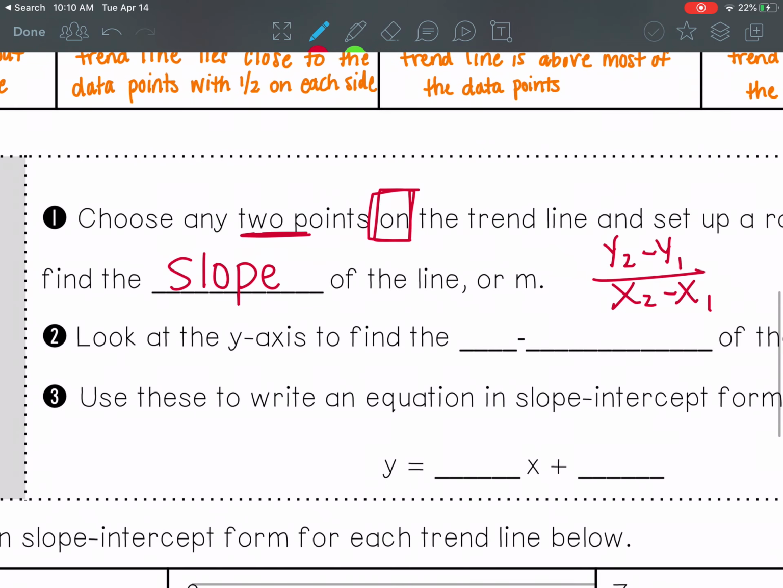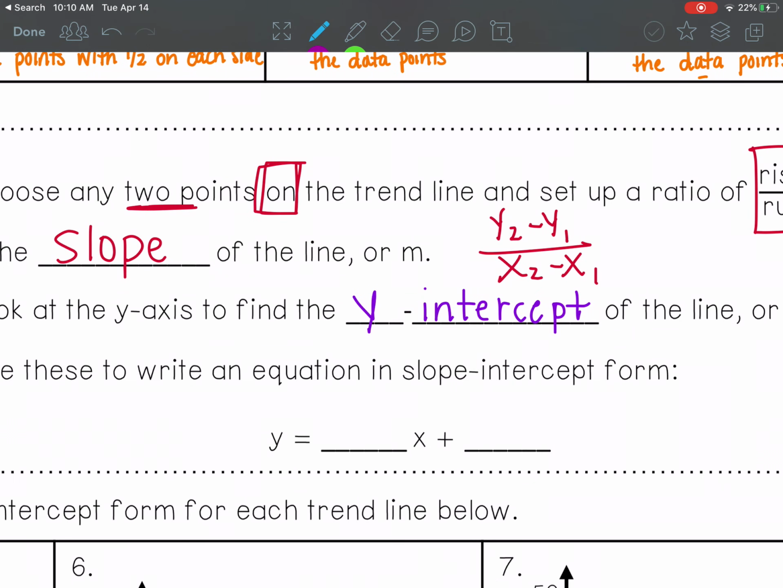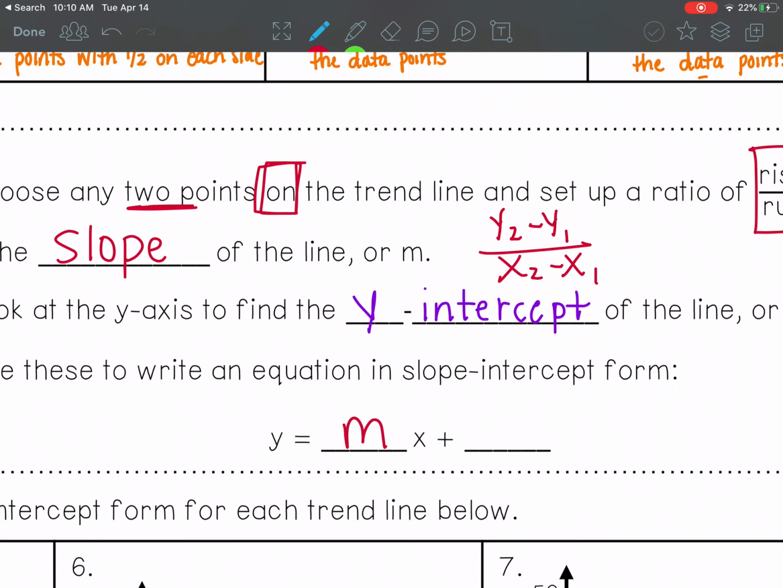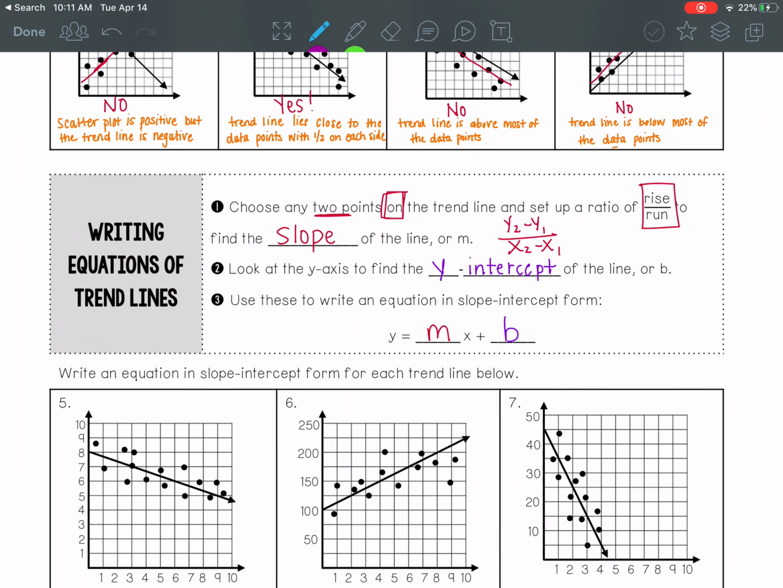Okay. Then what you're going to do is find the y-intercept. So where does the line cross the y-axis? And you're going to take those 2 variables and substitute them into our slope-intercept form equation. So y equals mx plus b. So there's 2 things we're looking for, and then we can write our equation.